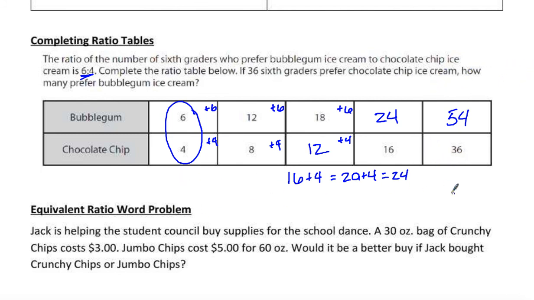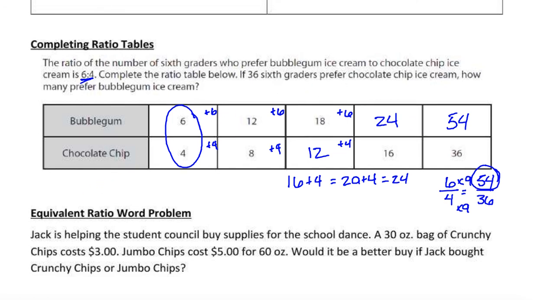So an easier way to do this would have been 6 over 4 equals blank over 36. What do you have to multiply times 4 to get to 36? Well, that would be times 9. And then 6 times 9 is 54. So we made ourselves an equivalent ratio, just like we were doing above, in order to fill in the blanks.